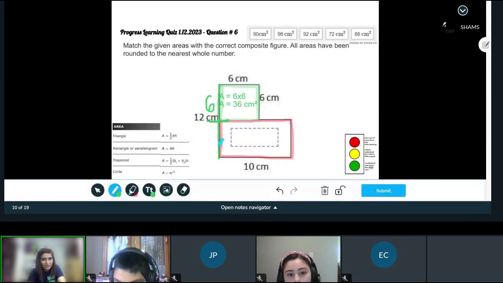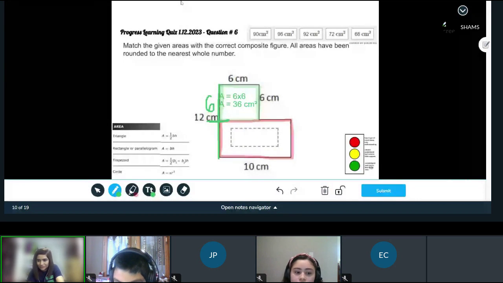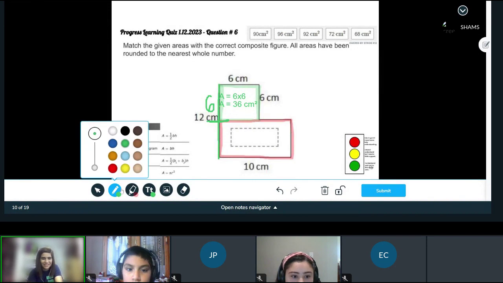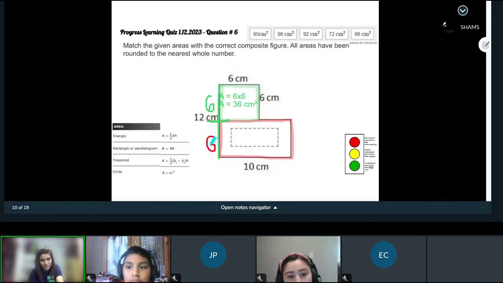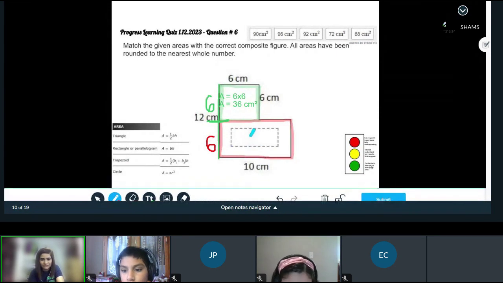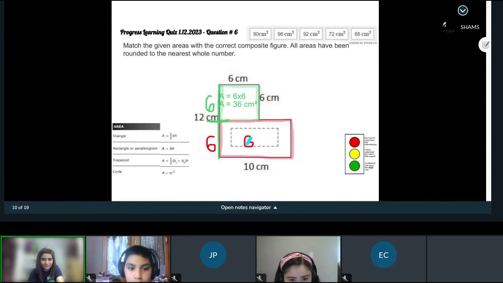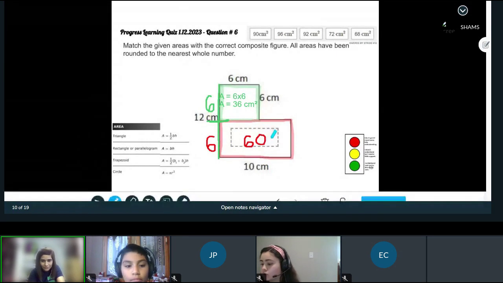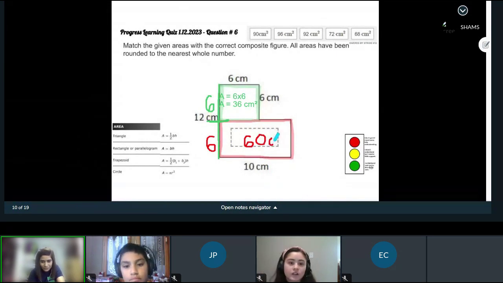Can I predict how much is the height of the bottom rectangle? Absolutely, very good. I can predict that the height of the bottom rectangle is also 6. And therefore, you will find the area of the bottom rectangle. 6 times 10, the area is 60. Then I'm going to put the units, centimeters squared. Right? 6 times 10, you get an area of 60 squared centimeters.